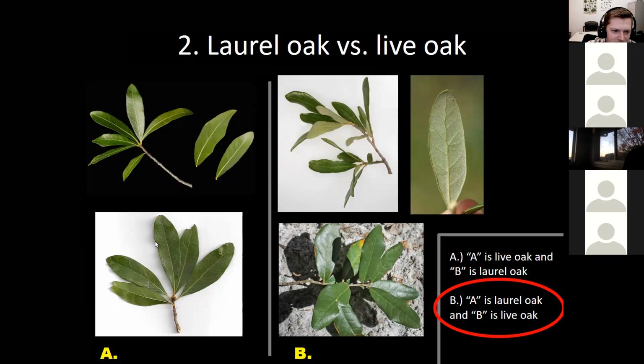The underside was pretty green for the laurel oak, and for the live oak, it's kind of white. And if you're paying attention, you can see the margins are revolute. There is a little bit more texture. It's a little more cupped looking. And these tend to be flatter with the laurel oaks.